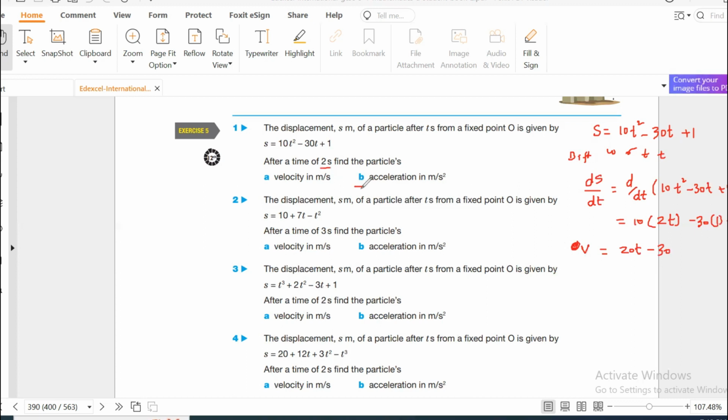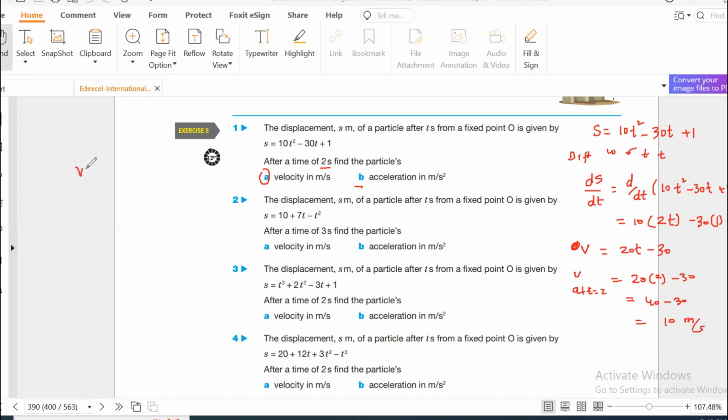We check part b also. Or if you are completing part a first, check v at t = 2 seconds. That means 20 into 2 minus 30, which gives us 40 minus 30, which is equal to 10 meters per second.